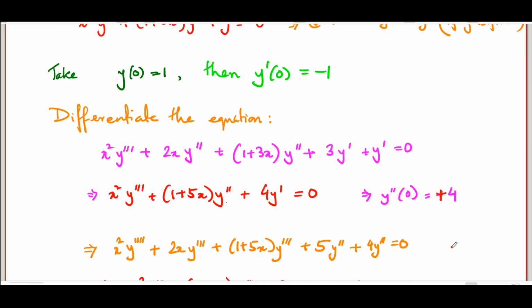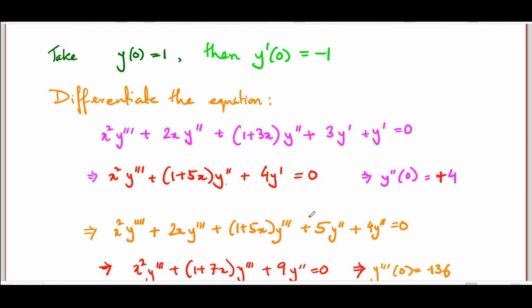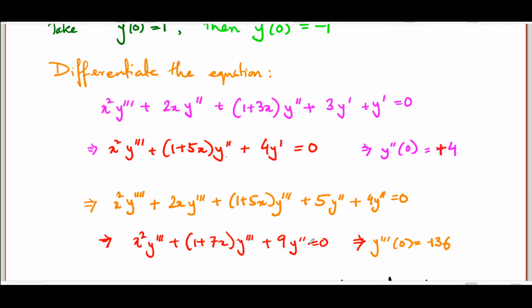Well, you can continue. x squared, fourth derivative of y, plus 2x times y third derivative, plus 1 plus 5x y triple derivative, plus 5 into y double derivative, plus 4 y double derivative equals 0. This is what you get when you collect terms together. And now, y triple prime plus 9y double prime must vanish at x equal to 0. So at x equal to 0, y triple prime is given by minus 36. The mistake that I have here was carried over from the mistake at this stage. Now that we have corrected this, it should be minus 36.